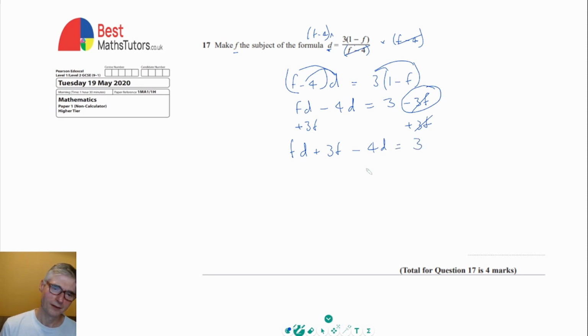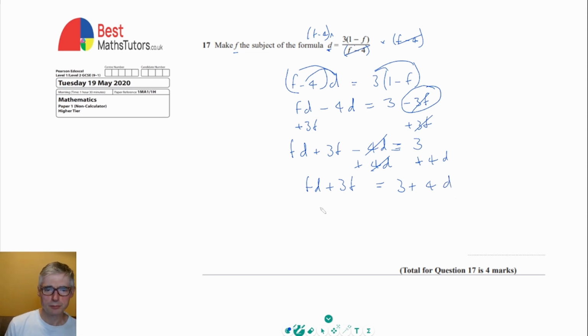equals 3. And anything that I can easily take over to the other side of the equals that's not got an f in it, I'm going to do that now. So I'm going to add 4d to both sides. The golden rule being, whatever you do to one side, you've got to do to the other side. So fd plus 3f, the 4d's cancel, equals 3 plus 4d.